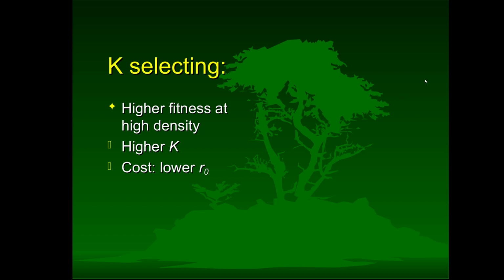Okay, let's do a quick review then of the r versus K selection spectrum of life histories and how they relate to the regulated density-dependent population growth and the logistic growth curve.